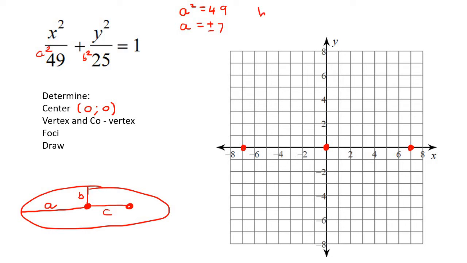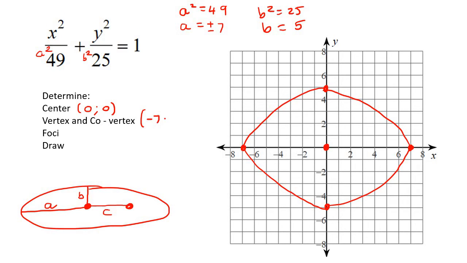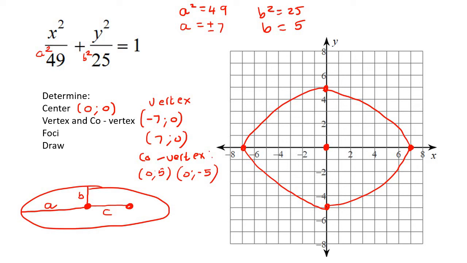To get B, we would say B squared is 25. So B would be 5. So we'll go 5 up and 5 down. From that, we can draw our ellipse. There we go. So the vertex and the co-vertex, we can label their coordinates as -7, 0 and 7, 0. That's the vertex. The co-vertices, if you'd like, are these ones. So they are at 0, 5, and then 0, -5.